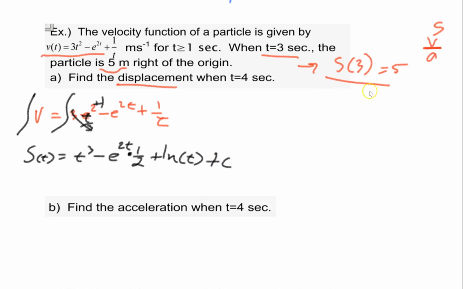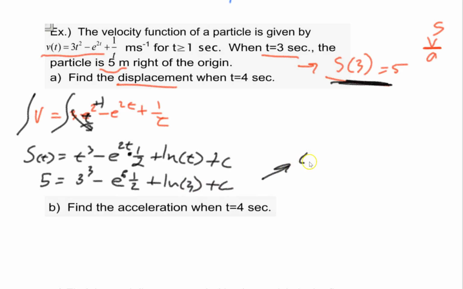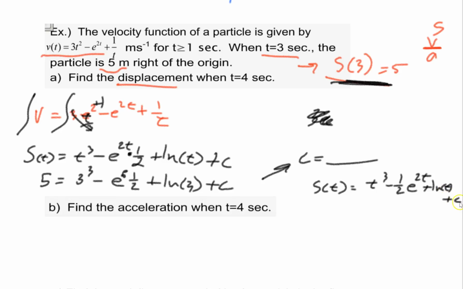So how are we going to find the c? Well, the point they just gave us. When you plug in 3, it should equal 5. So all this should equal 5, something to this effect: 27 minus 1/2 e to the 6 plus natural log of 3 plus c. You can use your calculator to find out what c is, some number, then you can rewrite it. My equation is going to be s of t equals t cubed minus 1/2 e to the 2t plus natural log of t plus whatever c happens to be. Keep in mind they want displacement at 4 seconds. Once I'm done with that, you just plug in 4.